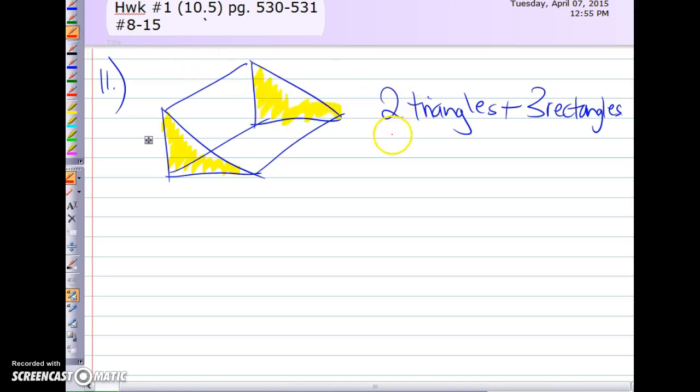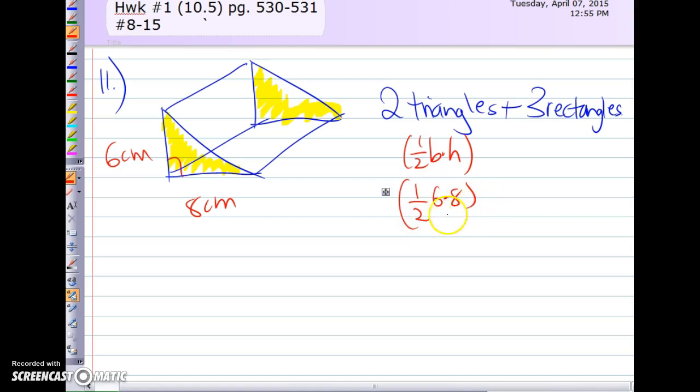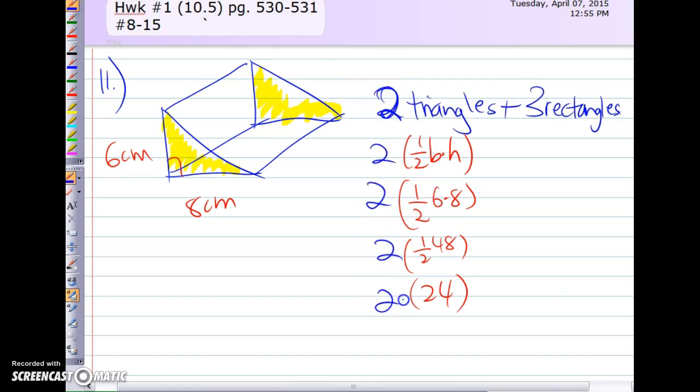Now the formula for a triangle is half of base times height. So the base and the height of the triangle are 6 centimeters by 8 centimeters. So I'm going to do half of 6 times 8, and half of 6 times 8 is half of 48, which makes 24. Okay, now since there are 2 triangles, I want to multiply that by 2. So 2 times 24 gives me 48 centimeters squared. That's for the 2 triangles.